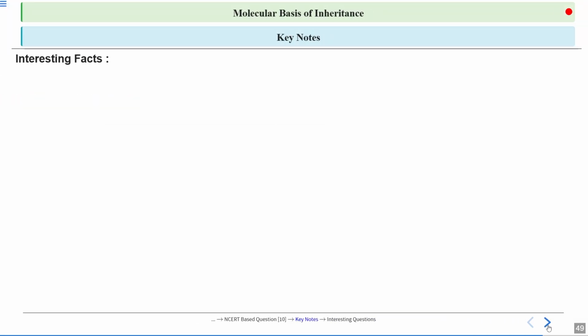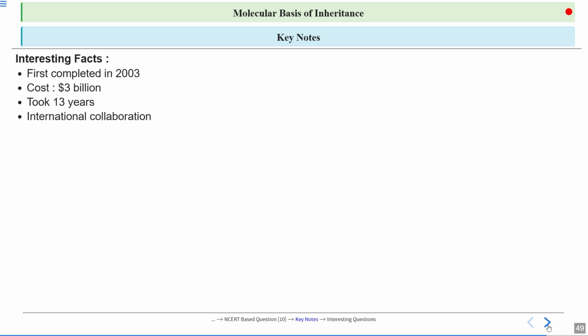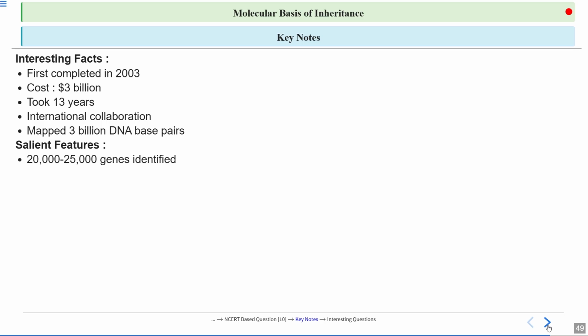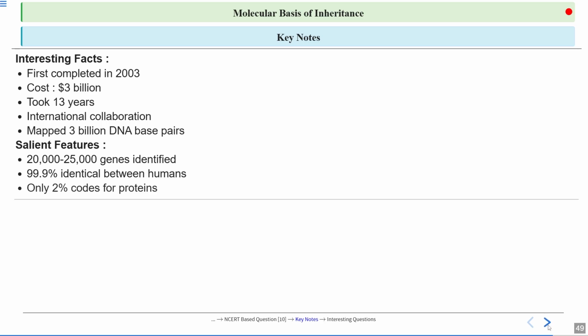Significant research is still needed. So if we talk about the interesting facts, this HGP, that is the Human Genome Project, was completed in 2003. It cost approximately $3 per base and took 13 years. It was an international collaboration. It mapped 3 billion DNA base pairs. Salient features: 20,000 to 25,000 genes identified, 99.9% identical between humans, and only 2% codes for protein.